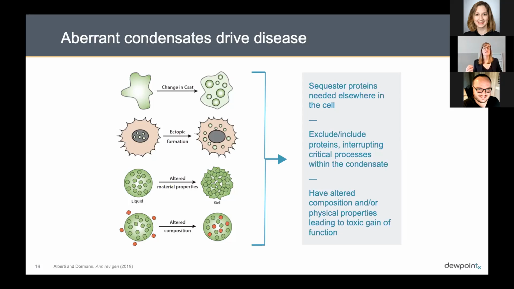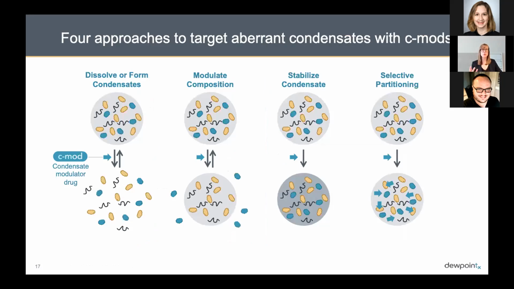Because there are different mechanisms that convert condensates into aberrant condensates, we can also think of different approaches that we can use to target aberrant condensates with small molecule condensate modulating drugs, or CMODs. One possible approach would be to dissolve or form a condensate. In this case, we would want the CMOD to promote the formation or the dissolution of a certain condensate.